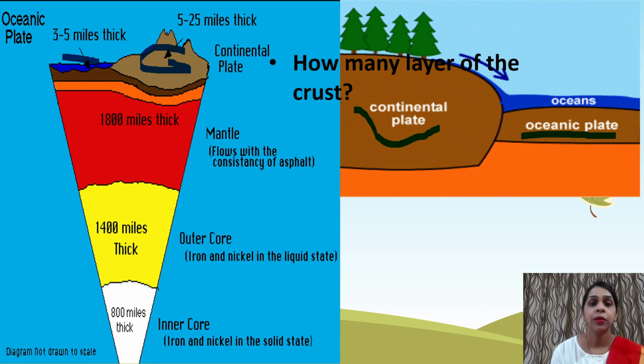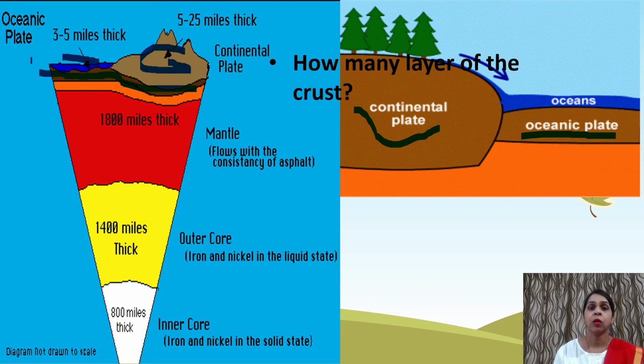So today we learned about the crust, and the crust has two parts, the oceanic crust and the continental crust. And we know about the thickness and what types of rock are found here. Okay.